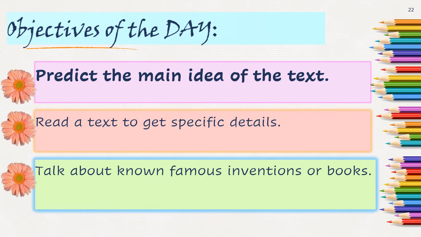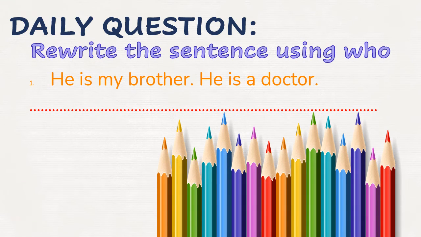So objectives of the day are done. Predicting, and again the daily question, we write the sentences using who. He is my brother, he is a doctor. He is my brother who is a doctor.